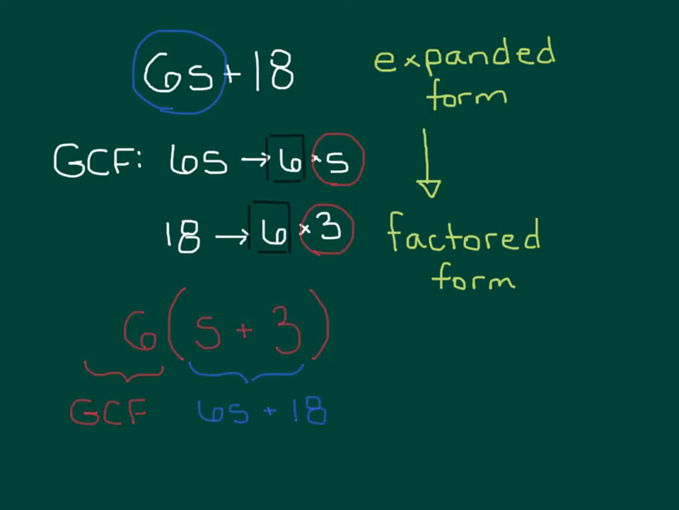So remember, this is again my expanded form, and this would be my factored form. So they're opposites of each other. So now let's look at an example. If I'm given factored form, how do I take that into expanded form?